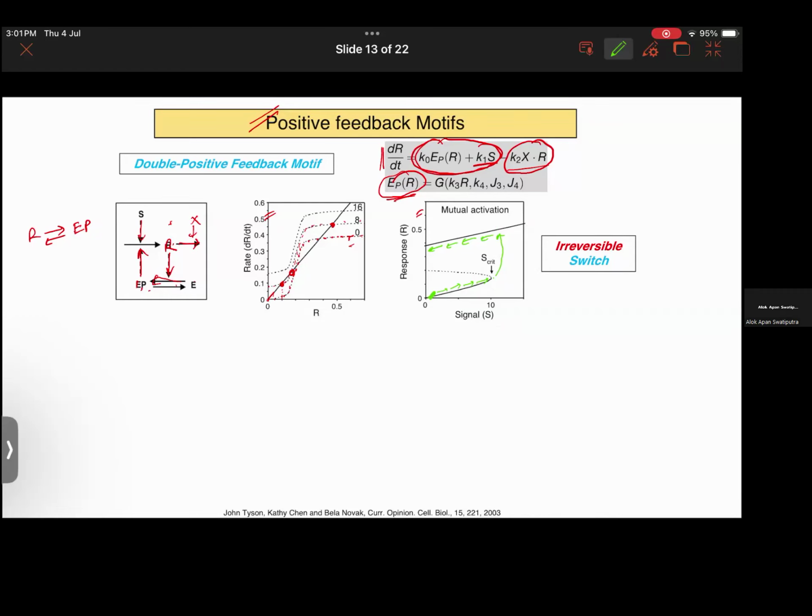Suppose you start your system somewhere here at very low signal strength. You gradually increase it. It's low, low, low. As soon as you cross this point, it will jump to the higher steady state. Now, from that higher steady state, if you start decreasing your signal, it will remain on this, and even if you take your signal down to 0, it will not switch back. So this is an irreversible switch, because your system switched from one state to another state, but if you take the reverse path, it did not switch back. That's why it's an irreversible switch.